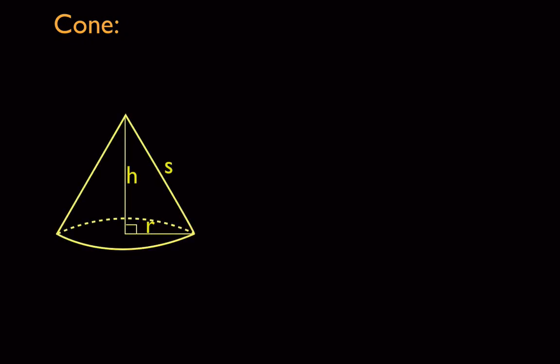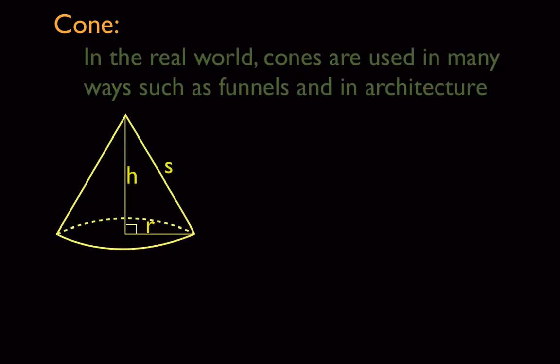Okay, last one we're going to talk about is a cone, which is really a lot like a pyramid. It has a base that's a circle, and it comes to a point. So real world cones are used in many ways, such as funnels, and even in architecture, again, the nose of an airplane. They're a very good, useful way to distribute something across it. And as well, like in a funnel, you can pour a lot of stuff in there, and it kind of focuses it and gets it to a point. So they're pretty useful in the real world.